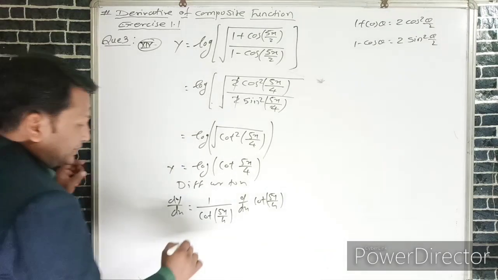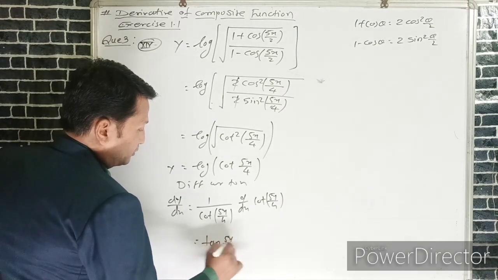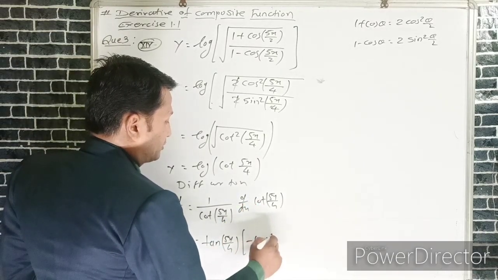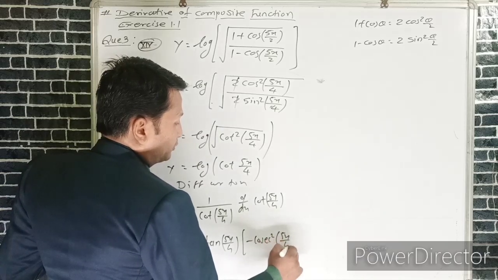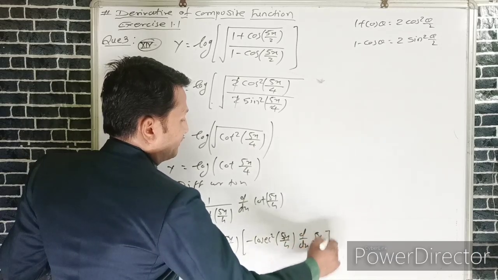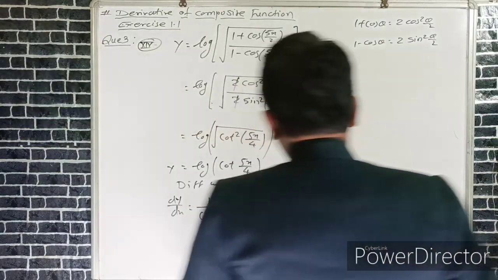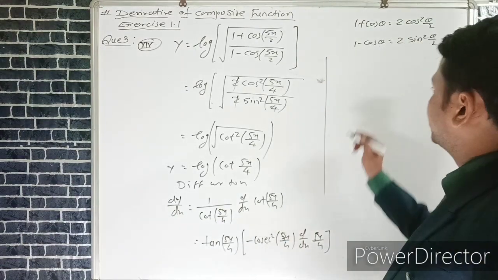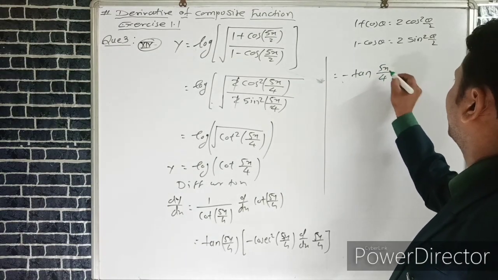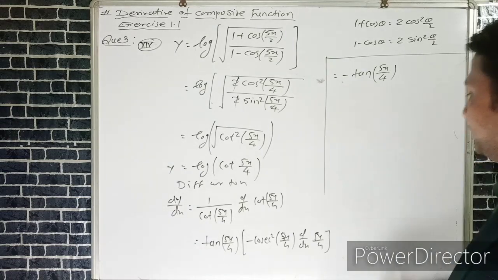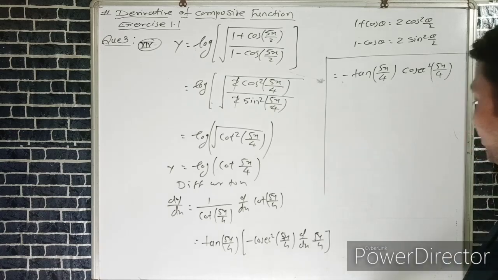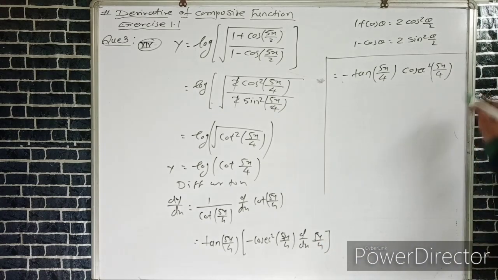1 upon cot means tan. Hence we can write tan of 5x upon 4. Again we take the derivative of cot, which is minus cosec square. Hence the function 5x upon 4 stays as it is, and by using the chain rule we take again the derivative of 5x upon 4. After that, minus tan into cosec square is minus tan of 5x upon 4 into cosec square 5x upon 4, and the derivative of 5x by 4 is 5 upon 4.